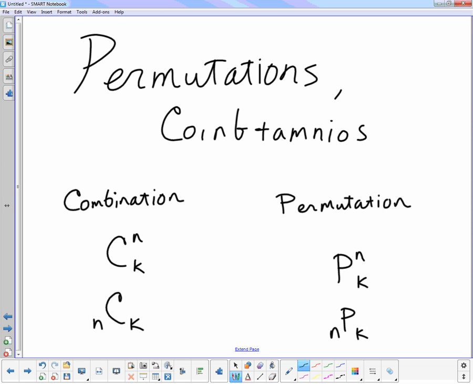N is the number of items that you have to pick from, and K is the number of items you can pick. So think about it as, you have 30 people in a class, and I have to pick 5 of you to do an errand, or something like that. Number of items, number of choices.